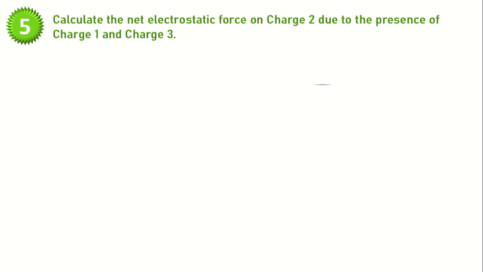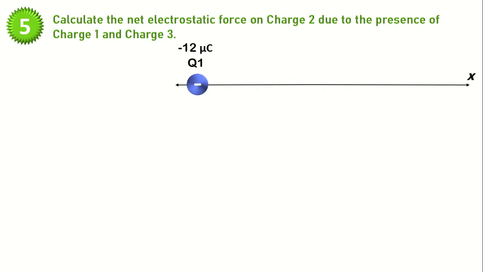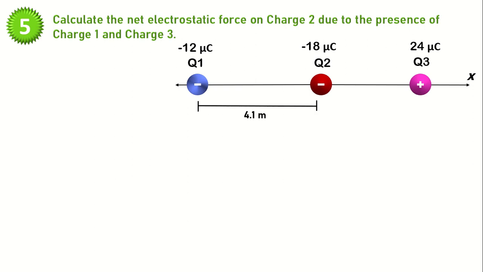So let's begin. So here it is graphically. Here's the x-axis. Here's charge 1 with the magnitude negative 12 microcoulombs, charge 2 with the magnitude negative 18 microcoulombs, and charge 3 with the magnitude 24 microcoulombs. Charge 1 and charge 2 are separated by a distance of about 4.1 meters, and charge 2 and charge 3 are separated by about 3.8 meters.